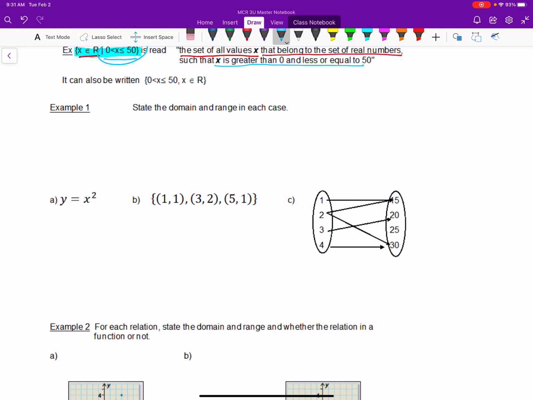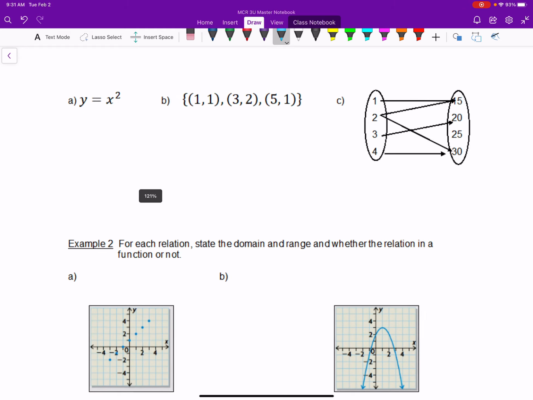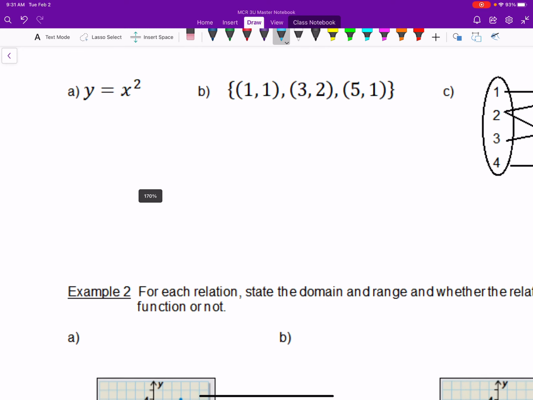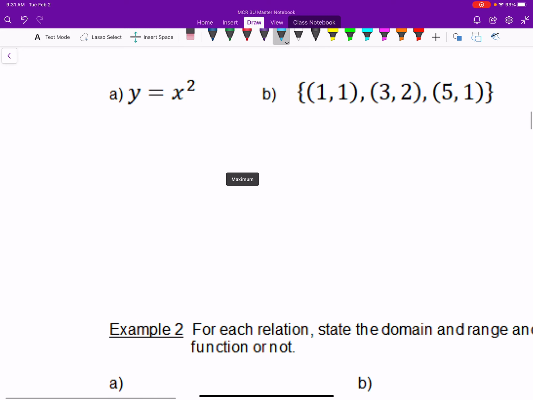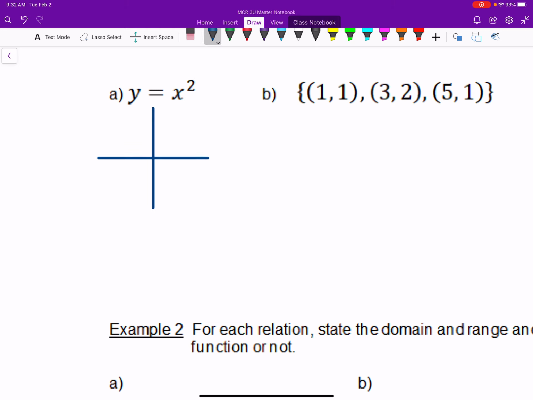State the domain and range in each case. Okay, so sometimes we're given graphs, sometimes we're given equations, sometimes we're given tables. I can guarantee you that if we have a graph, that's always the easiest. And if we don't have a graph, it's certainly good to try and visualize what the function looks like. y equals x squared, you may recall, looks like this. It's a parabola, and it has its vertex at the origin. It opens upwards. It's the most basic parabola there is.